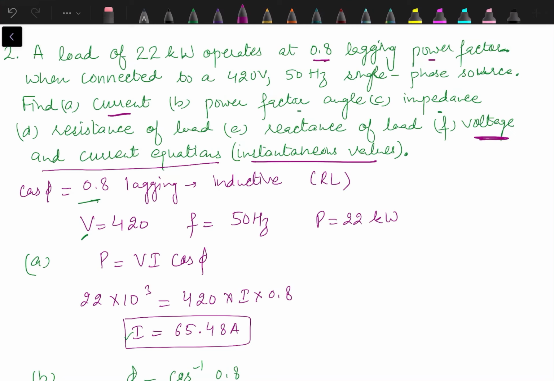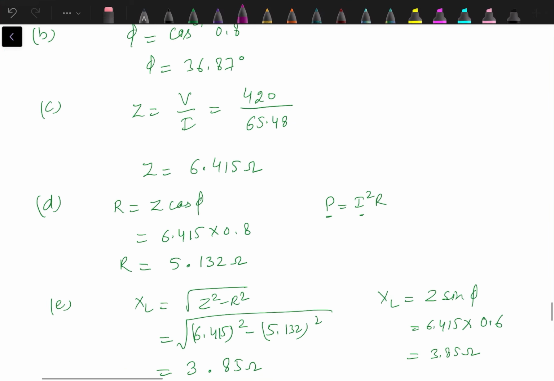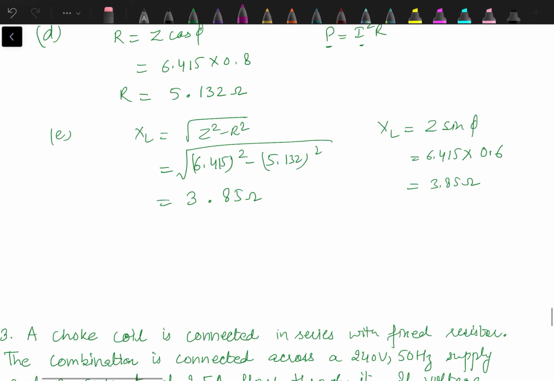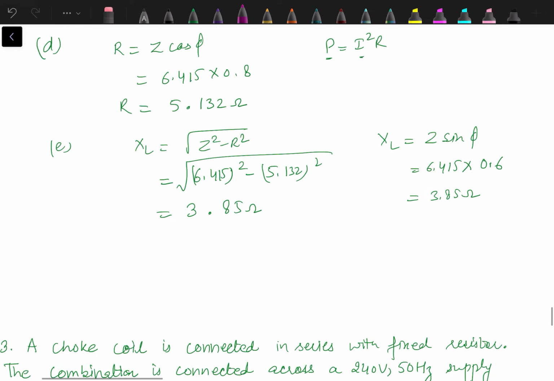Now for instantaneous values, how do we write? We write V is equal to Vm sine omega t. Now what is omega? Omega is 2 pi f, 2 pi into frequency 50, that is 314.